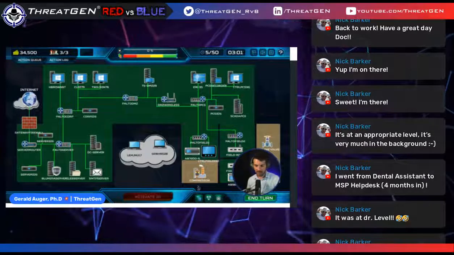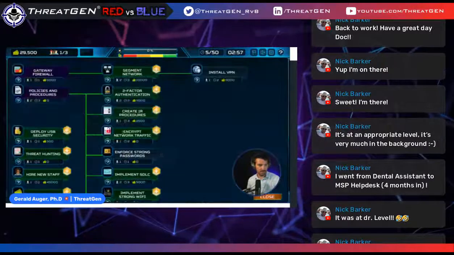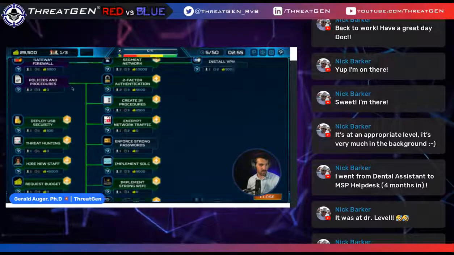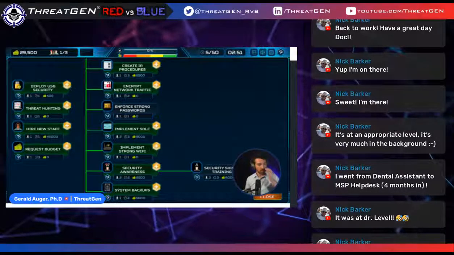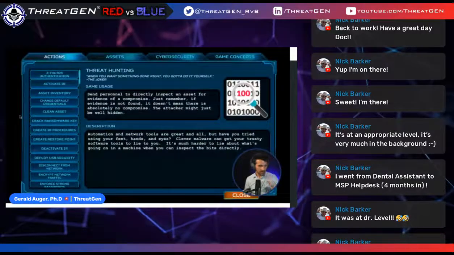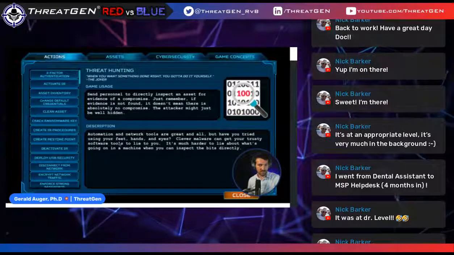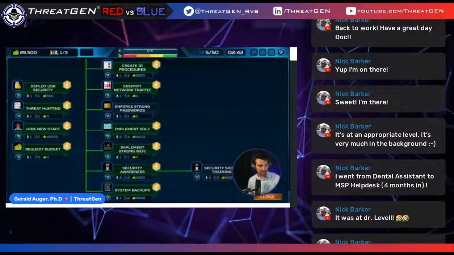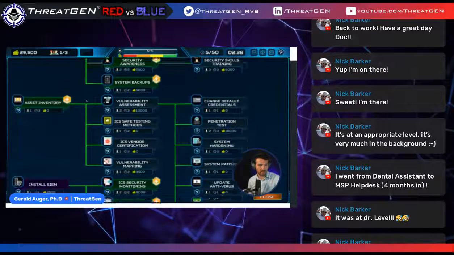Okay, we got 3 resources. We definitely need 2FA, no doubt. And then what can we do with 1 resource? What does threat hunting do for us? Send personnel to directly inspect an asset of compromise. Just remember, if evidence is not found, it doesn't mean that there isn't a compromise that occurred. I got 1 person. I need 3 turns.